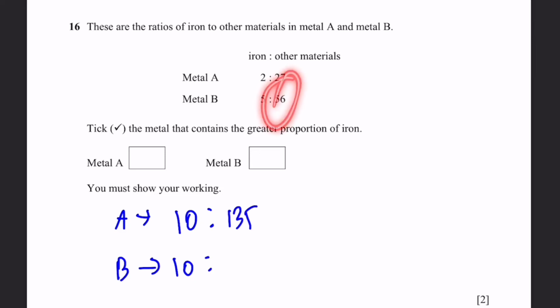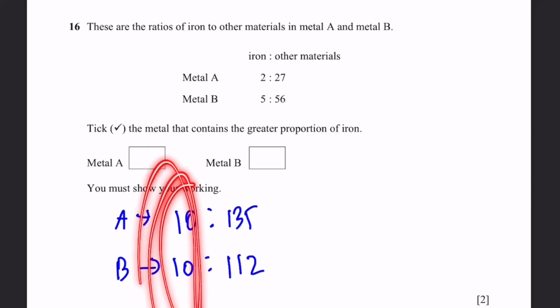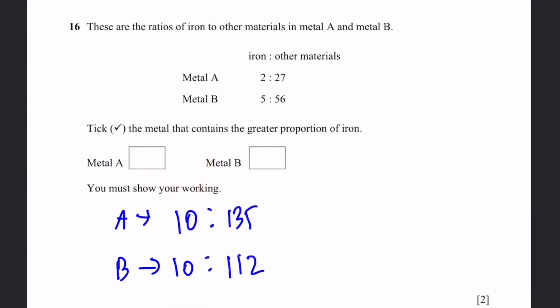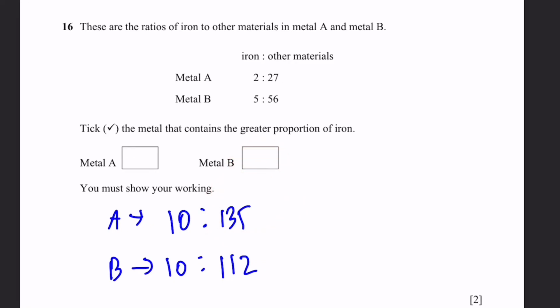Here we have to multiply 56 into 2. We get 10 is to 112. And now we can see that metal B actually has a greater proportion, because even though we have made both of these equal, we can see that there's a larger amount of other materials in metal A. Therefore, metal B is the answer.